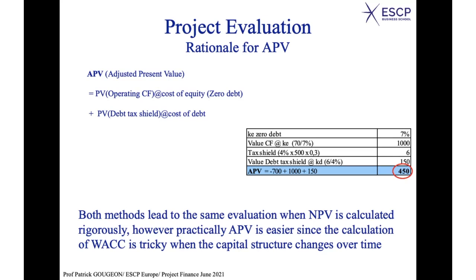Year after year, you have a debt tax shield in our example of 6, which you will discount with the cost of debt, which is 4%, which means 150. In our case, the APV would be minus 700, which is the investment, what you have to spend to start with, plus the value of all the operating cash flow generated in the future, year after year, using the zero debt cost of equity, plus the value of the tax shield, which is 150. In other words, altogether 450. Okay, and I remind you that here both methods lead to the same evaluation with NPV calculated rigorously.